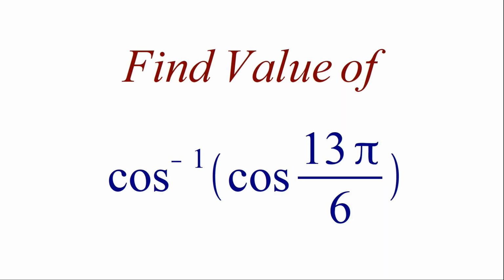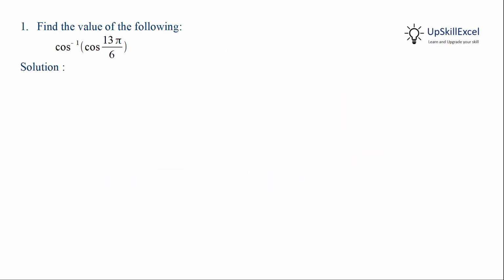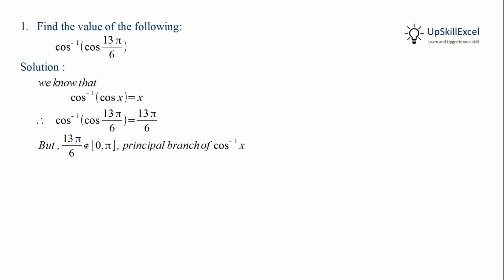Find the value of cos inverse of cos 13 pi by 6. We know that cos inverse of cos x is equal to x. So here, replacing x by 13 pi by 6, we can expect an answer to be 13 pi by 6. But 13 pi by 6 doesn't belong to 0 to pi, which is the principal branch of cos inverse x. So we have to simplify 13 pi by 6.